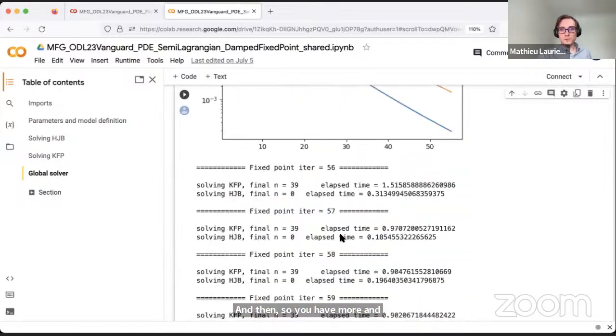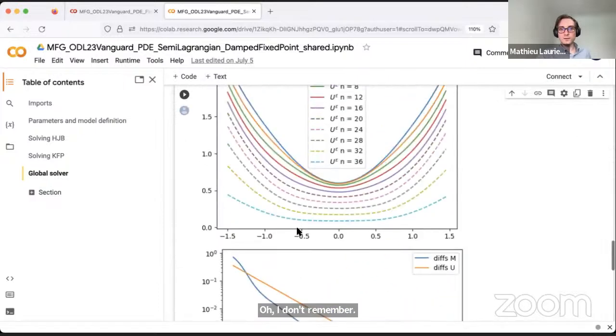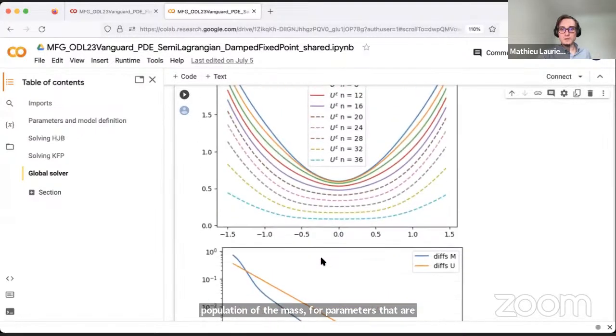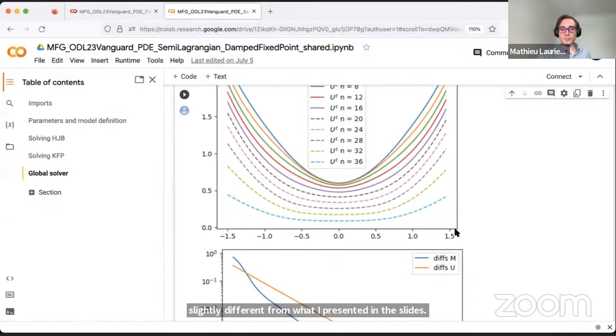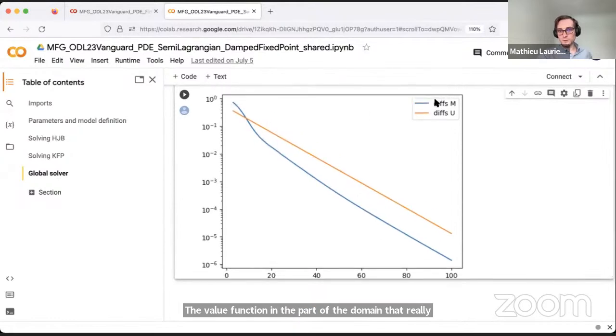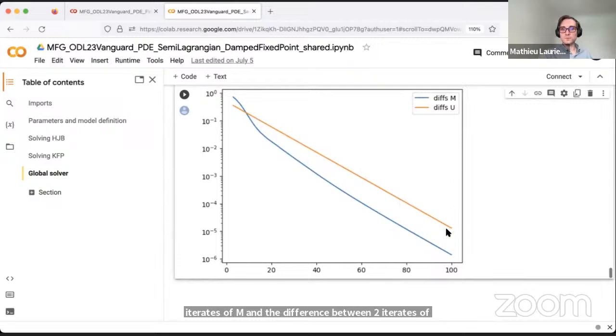And then you have more and more iterations. At the end, what you see is the evolution of the mass for parameters that are slightly different from what I presented in the slides, the value function in the part of the domain that really matters, and the difference between 2 iterates of M and the difference between 2 iterates of U versus iterations. And you see that this goes towards 0. So we can claim that the algorithm is converging, at least numerically.